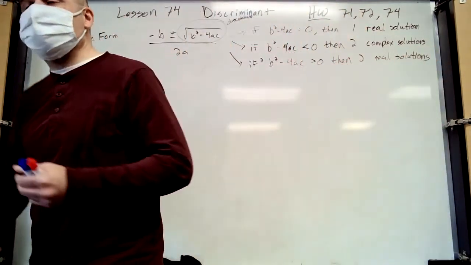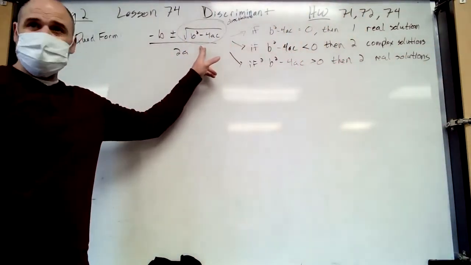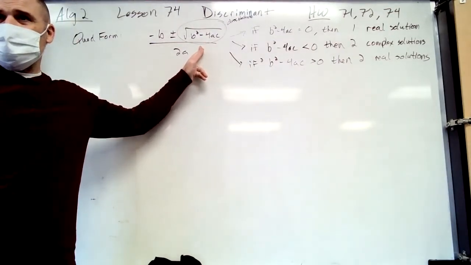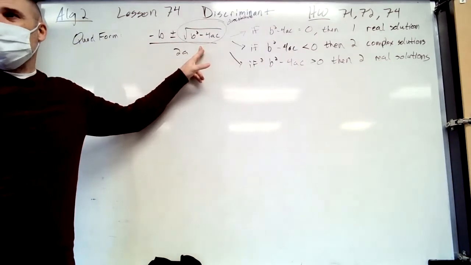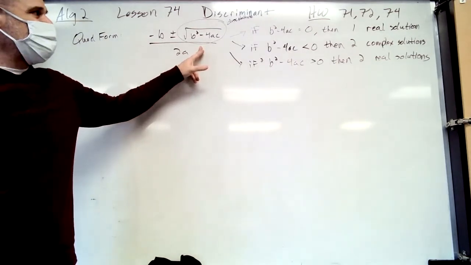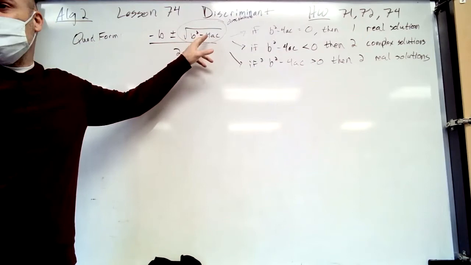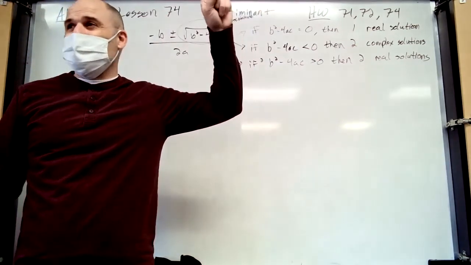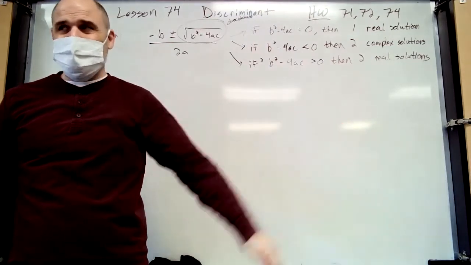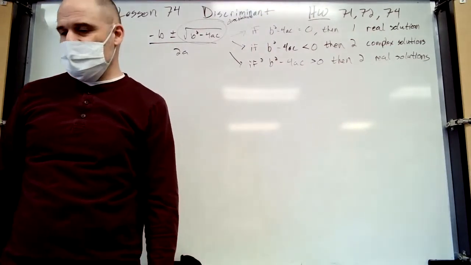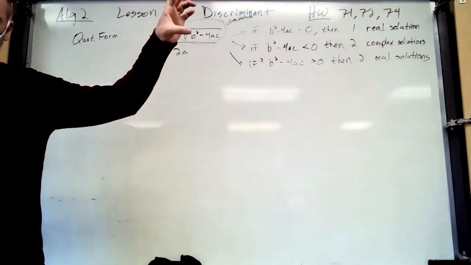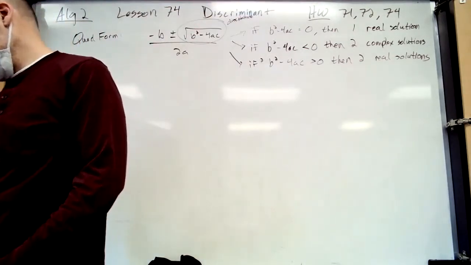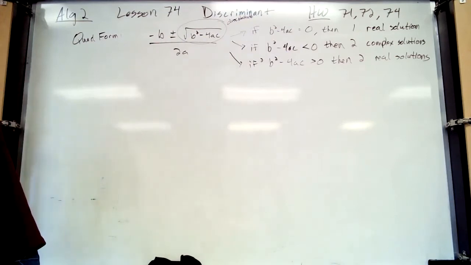Okay, so this discriminates your solutions. It tells you what kind of solutions you're going to have and basically how many. All right, so if that's 0, then you technically have one solution, but with a multiplicity of 2, right? That's when you have like x minus 4 equals 0. So it's 4 in both of them, multiplicity of 2.